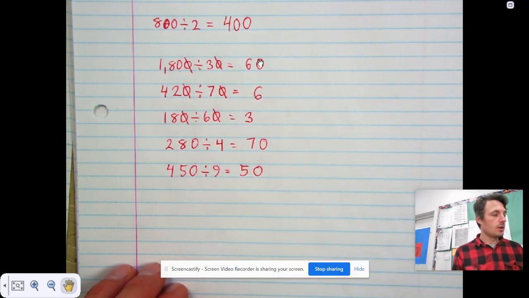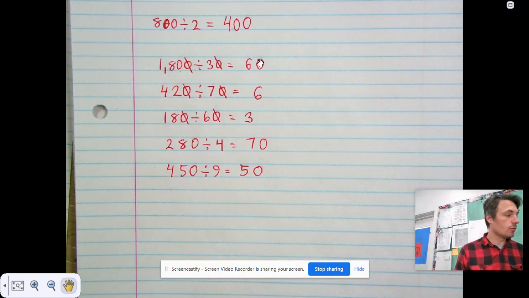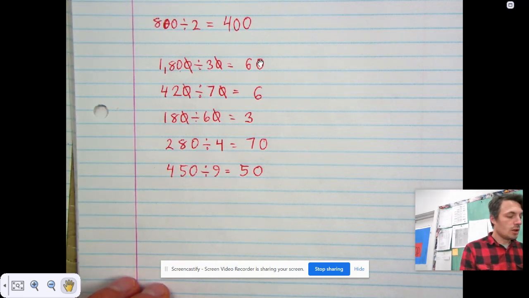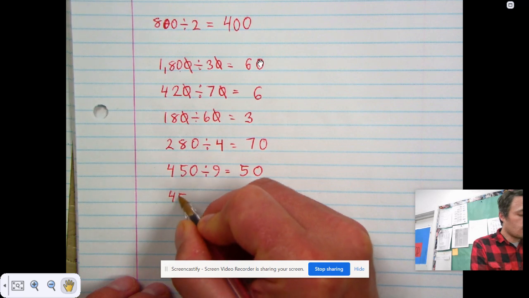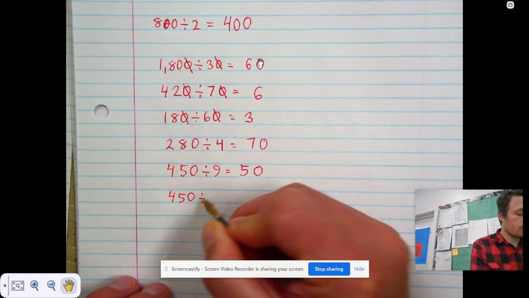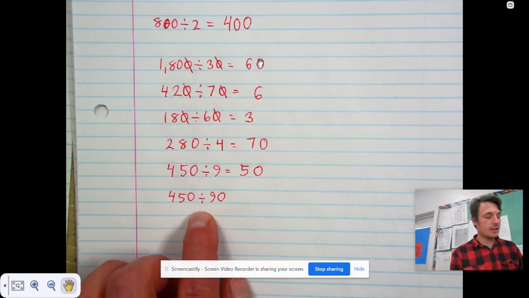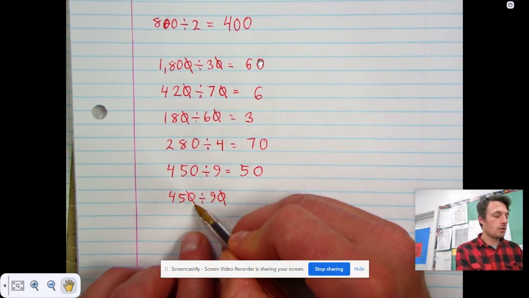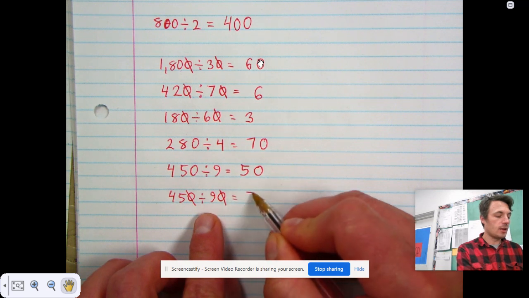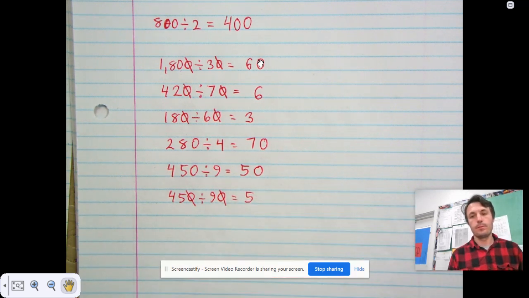Now, let's do that same problem, but instead of dividing 450 by 9, let's divide it by 90. In this case, the zeros cancel. So it's 45 divided by 9 equals 5.